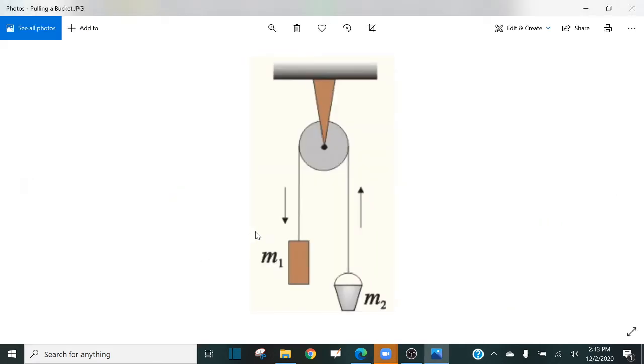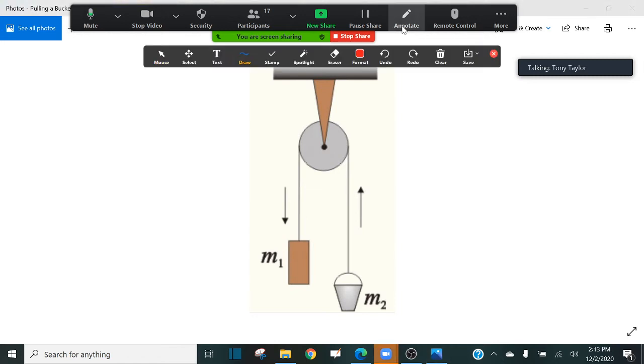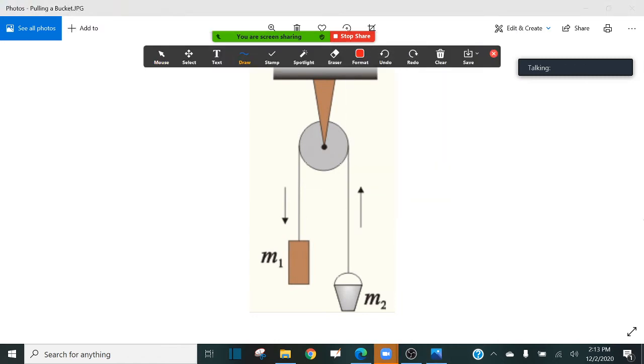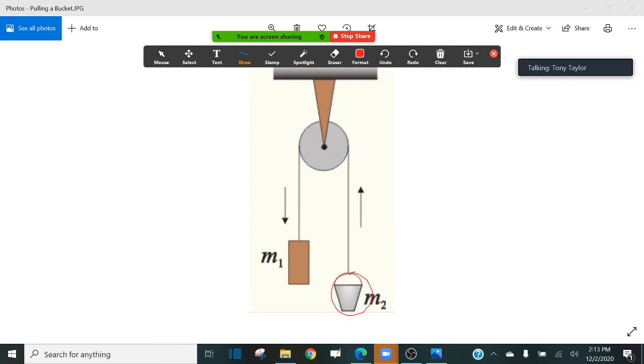Consider this example here, guys, where this pulley is pulling on this bucket of water. If I wanted to know the forces right now acting on the bucket of water, I'm going to circle the bucket because I want to know the forces acting on it. There are two forces acting on this bucket of water right now. There's gravity pulling downward, but there's also another force. Notice it's connected to this rope here, so there's clearly a force of tension pulling it up.